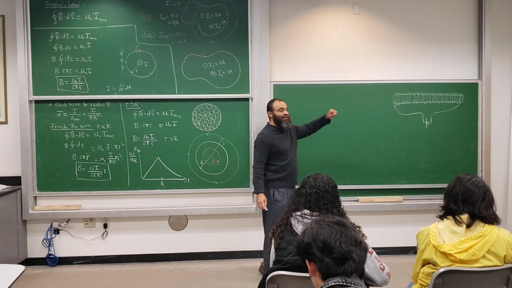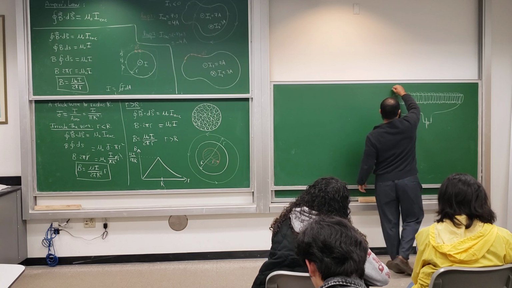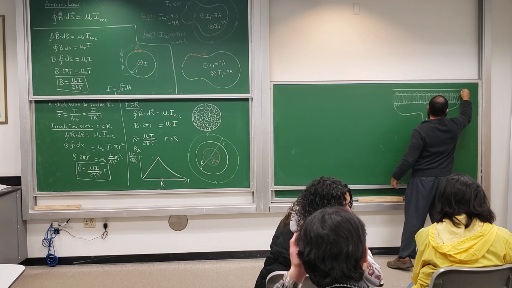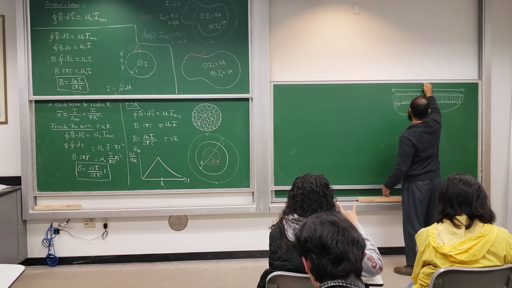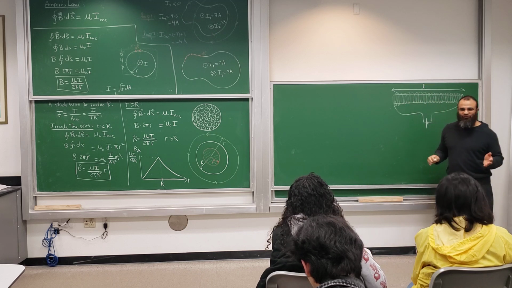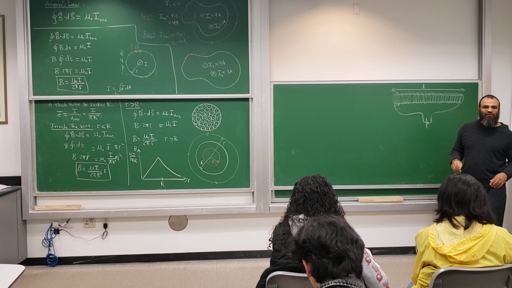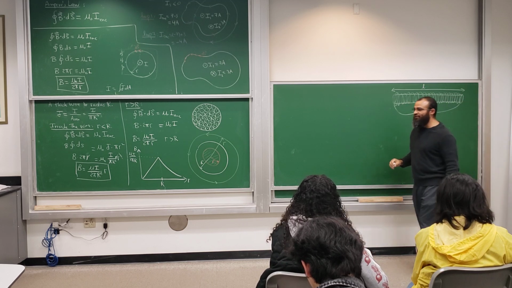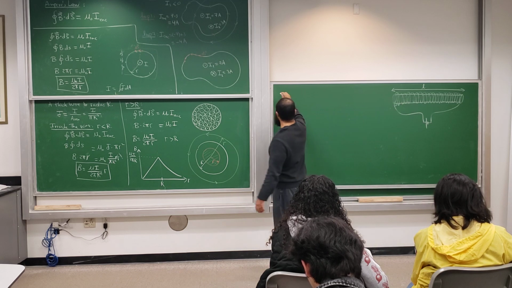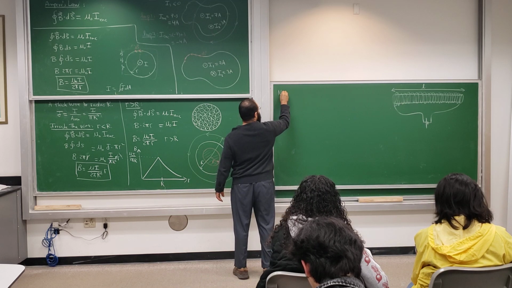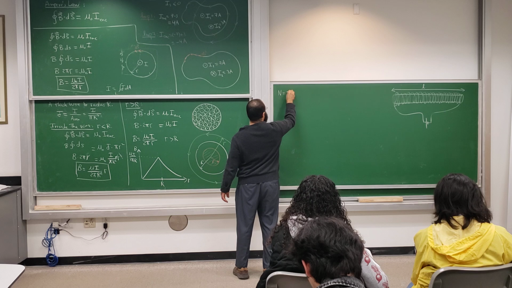This is a solenoid. A real solenoid will have a length L. The length of the solenoid is L. It's not infinite, but it's long. So that's the solenoid. And capital N will be the number of loops.